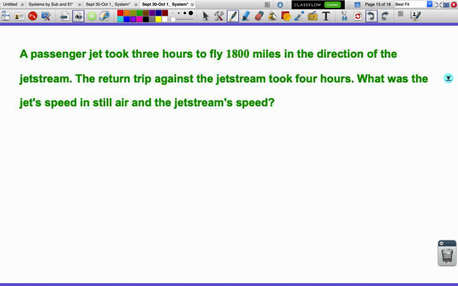So we need some variables here. We got to define them very precisely. So we'll say J equals the jet's speed in still air. So if the wind wasn't blowing at all, how fast would it be moving over the ground? And then W equals wind speed.